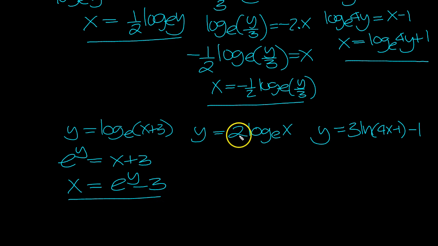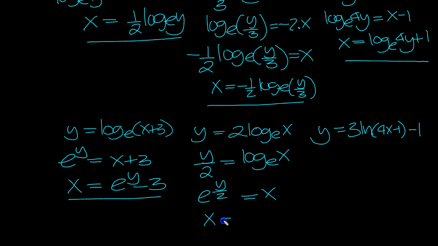This one, first of all, we've got to get the 2 out of the way. So move the 2 from times to divide. Log e of x. And now we can unwrap the log. e to this number, e to the y over 2 is equal to x. In other words, x equals e to the y over 2.